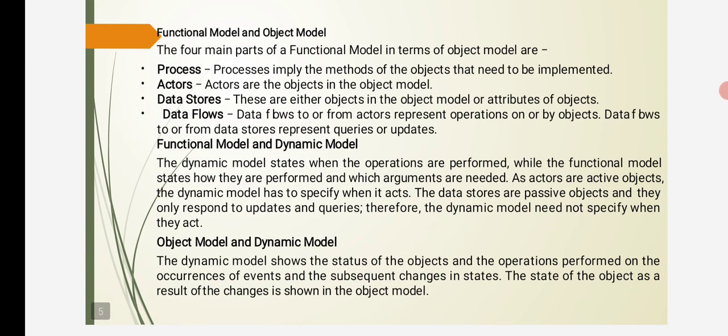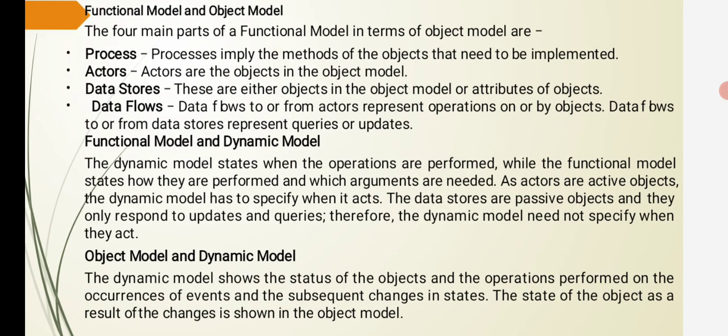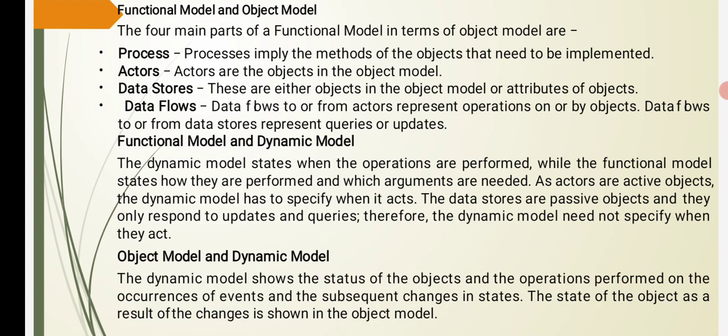Functional model and object model. The four main parts of the functional model in terms of object models are: first one is process. Process implies the methods of objects that need to be implemented. Then actors. Actors are the objects in the object model. Then data store. These are either objects in the object model or attributes of the objects. Data flow. The data flow from the actor represents operations on the object. It is also used to represent queries or updates.